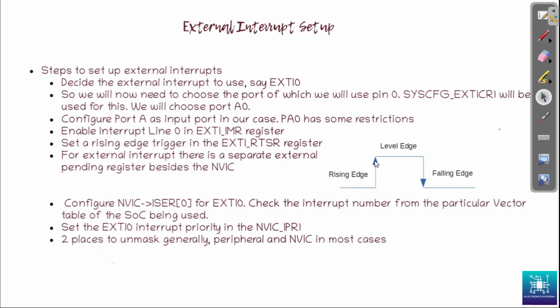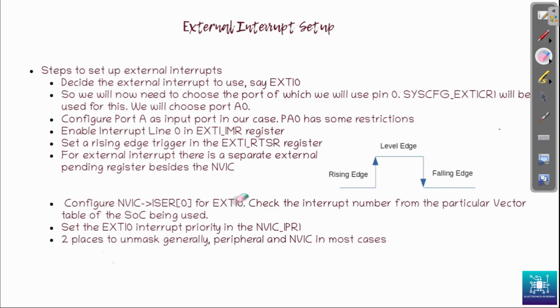So we can configure it for rising edge and falling edge. Level edge in this case is out of bounds, so we don't have a level edge setting. We only have rising edge and falling edge setting here. So we will set it for the rising edge in our case. We could set for the falling edge also, and we could set it for both. And then we will configure the NVIC for EXTI 0.